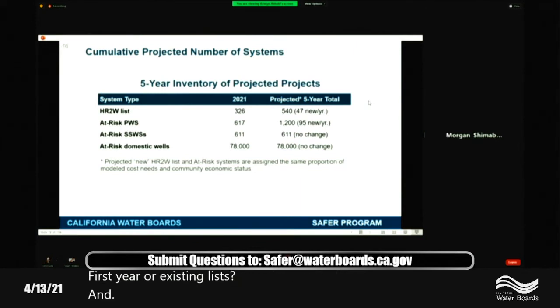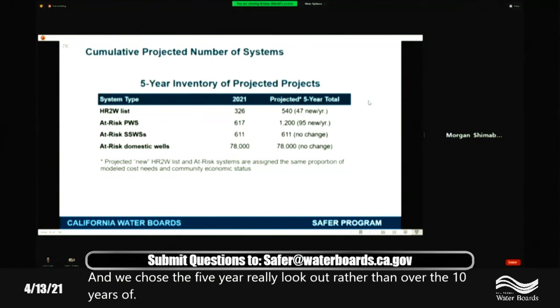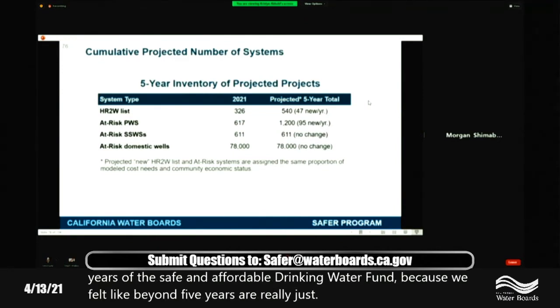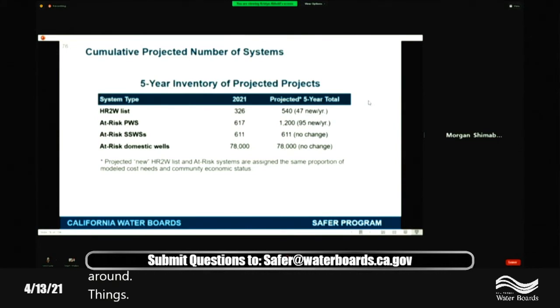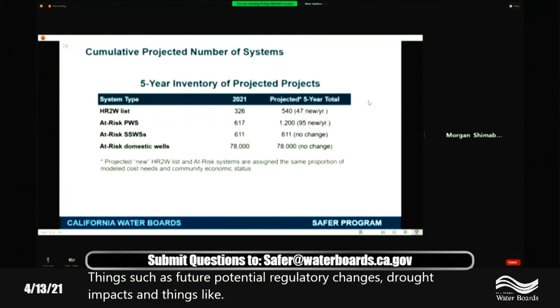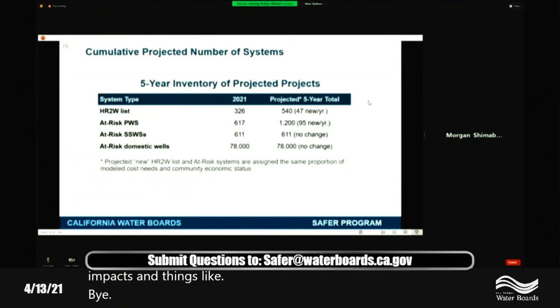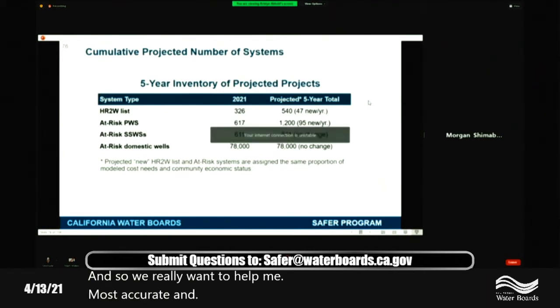And we chose the 5-year to really look out rather than over the 10 years of the Safe and Affordable Drinking Water Fund, because we felt like beyond 5 years, there really just is too much uncertainty around things such as future potential regulatory changes, drought impacts, and things like that. And so we really wanted to be most accurate, and so we just went out to 5 years. So next slide.